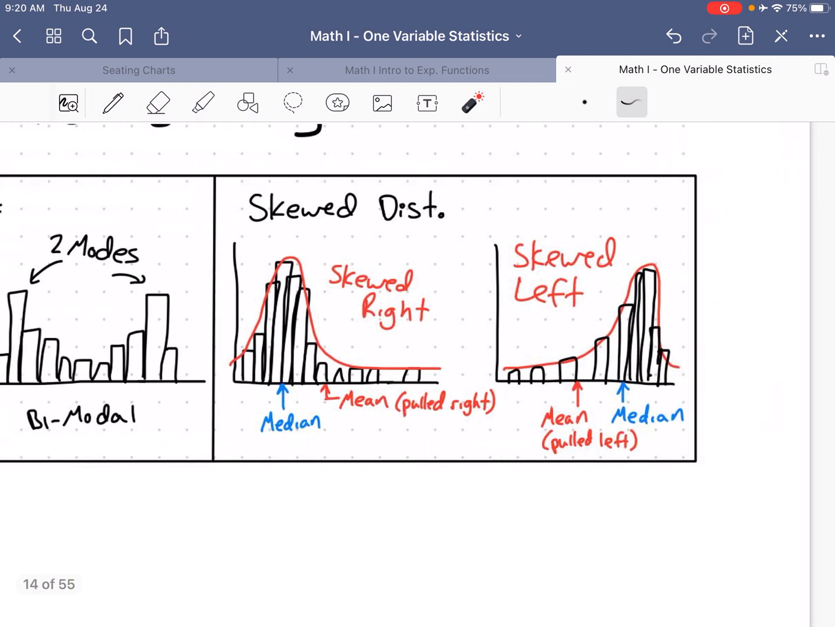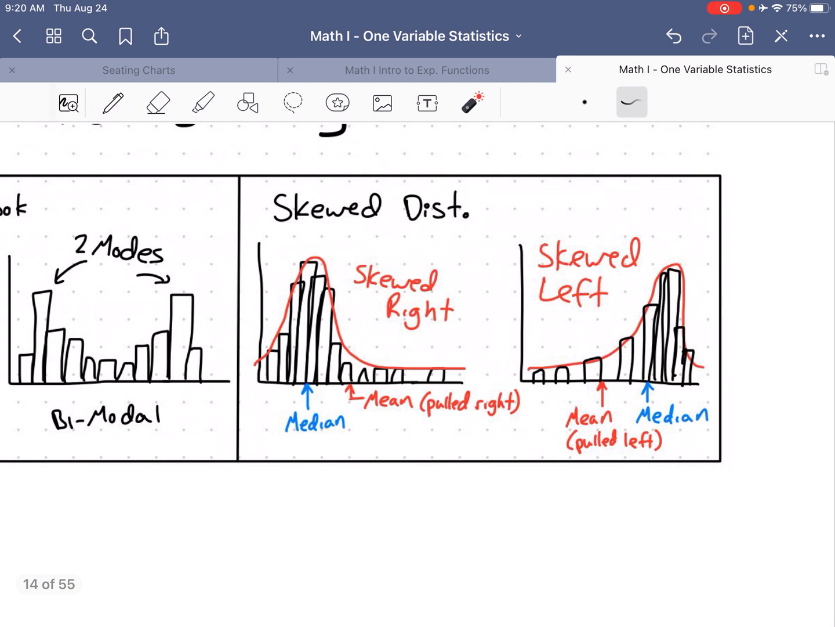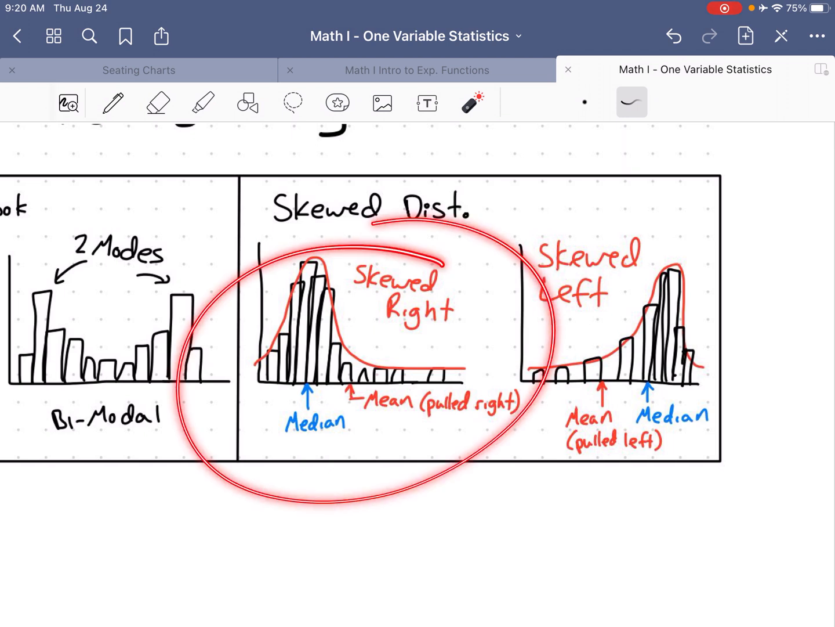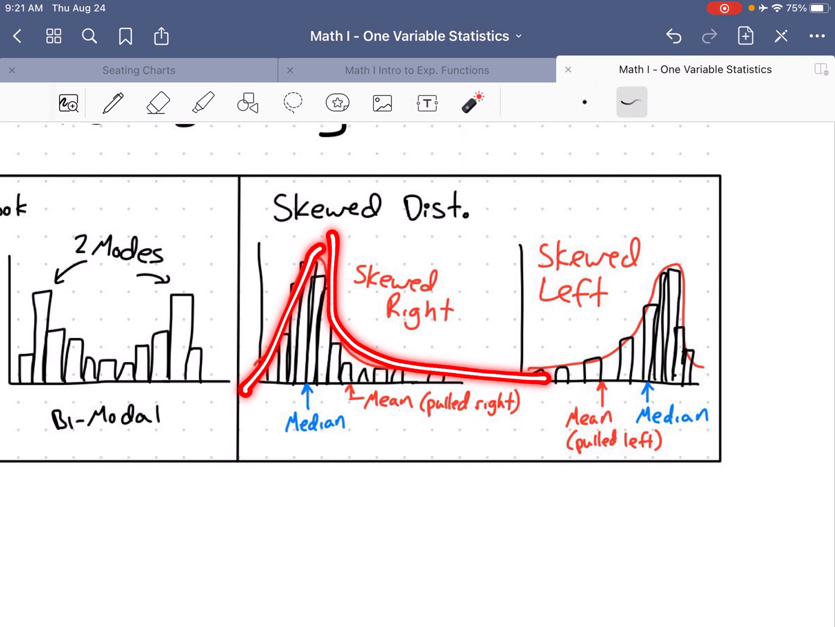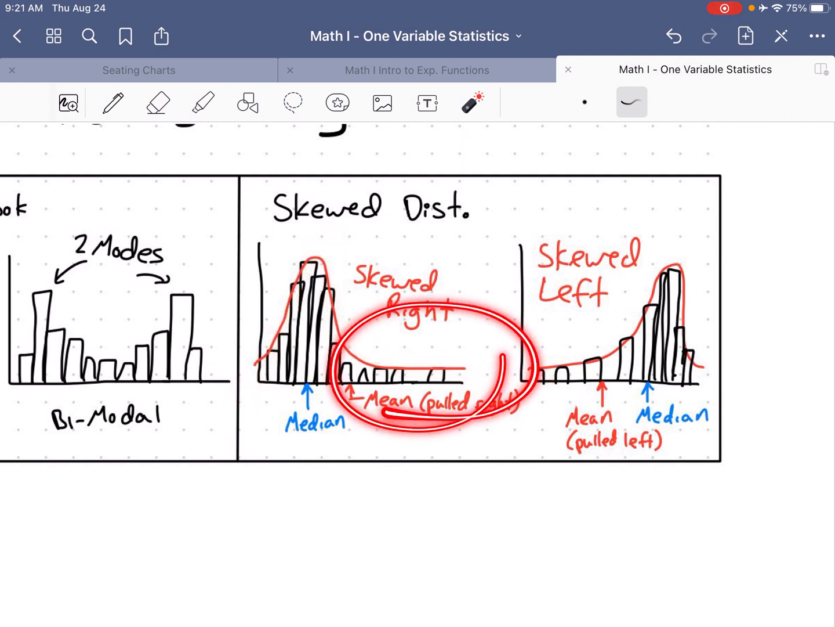Now, the other main category is a skewed distribution. These terms might feel backwards to you. The one on the left is skewed right, and the one on the right is skewed left. I probably should have flipped those around when I drew this, but here we are. Anyway, skewed right means that we do have a strong peak, but then it drops off really sharp on the left, and it sort of trails off on the right. We have a lot of data to the right of our main peak, not very much to the left.